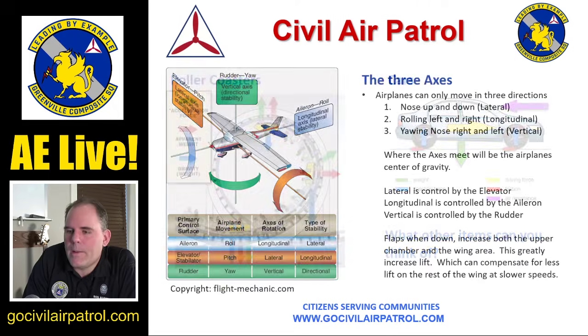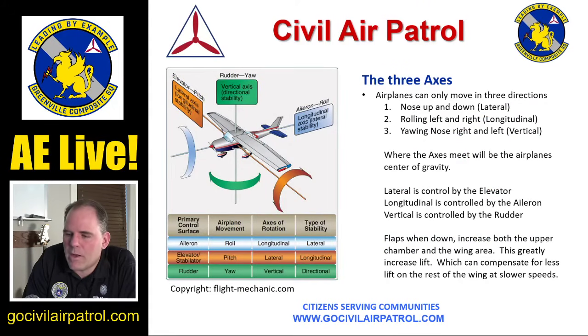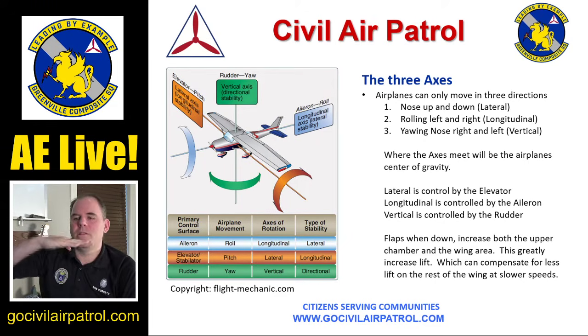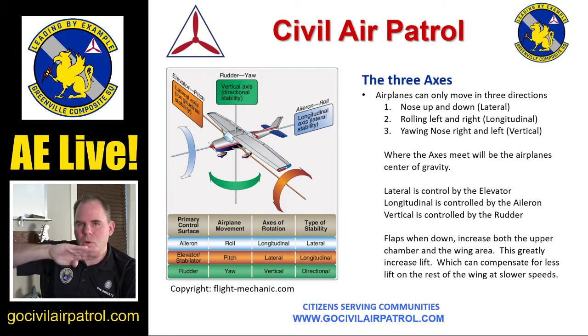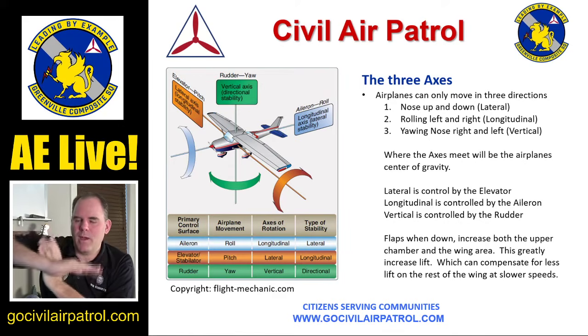So, all right. We're getting pretty close to the end here. So we have the three axes. We have lateral, longitudinal, and vertical. Lateral is nose up, nose down. Longitudinal is your rolling, so that's your ailerons banking left and right. And your vertical is yawing, so that's the big tail. Can move it this way and this way.